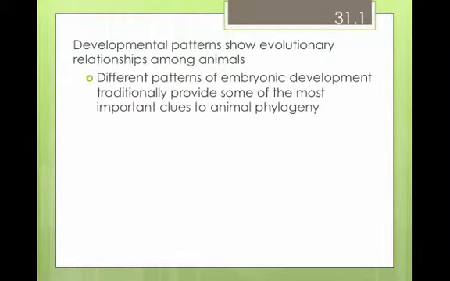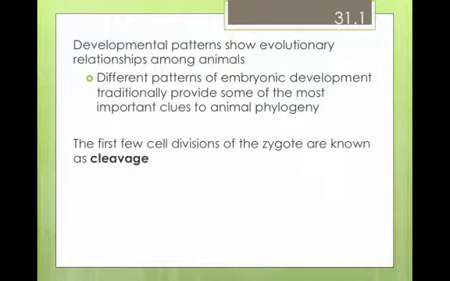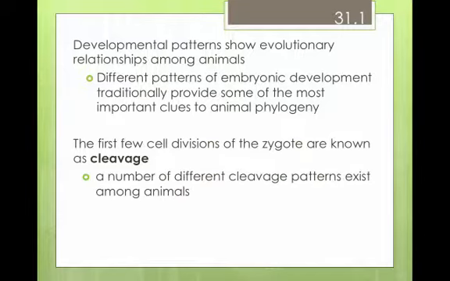Alright, so developmental patterns show evolutionary relationships among animals. Different patterns of embryonic development traditionally provide some of the most important clues to animal phylogeny. I'll be showing a picture of what I mean by this in the next slide. The first few cell divisions of the zygote are known as the cleavage, and a number of different cleavage patterns exist among the animals. So this is really early development of an animal.